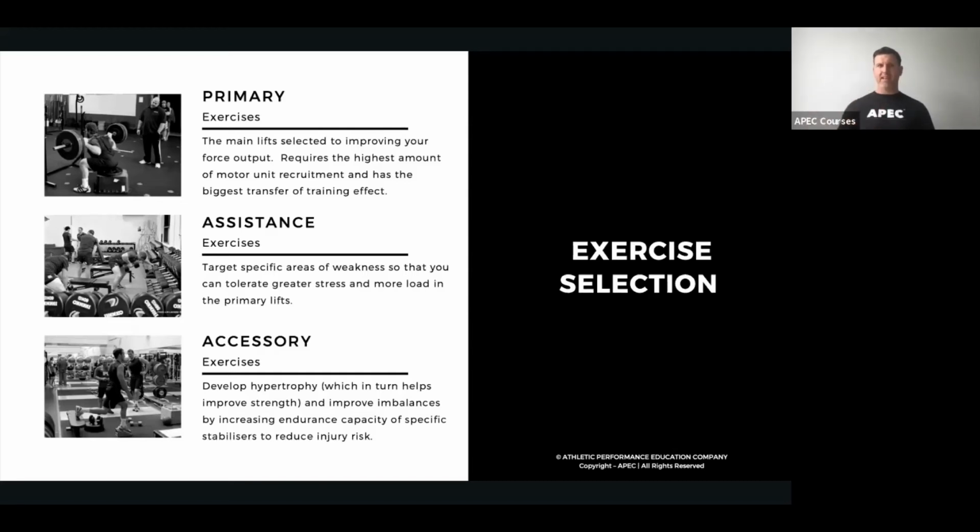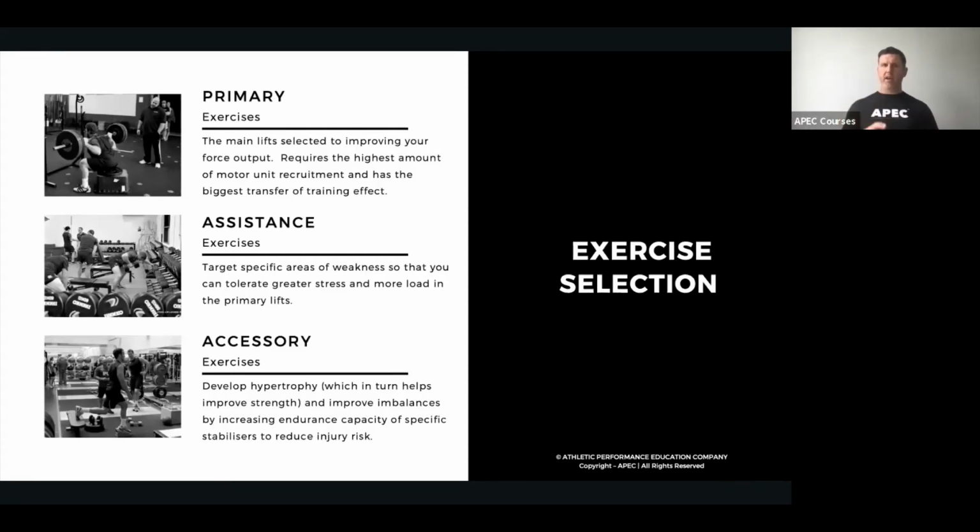Then we have the assistance exercises. These target specific areas of weakness so that you can tolerate greater stress and more load the next time you go back to the primary lift. And then finally, we have the accessory phase of the program. This is where we can develop hypertrophy, as we traditionally know it, in terms of higher repetitions, which in turn helps improve our strength capacity and improves imbalances by increasing endurance capacity of specific stabilizer muscles, or reduces our injury risk over time.